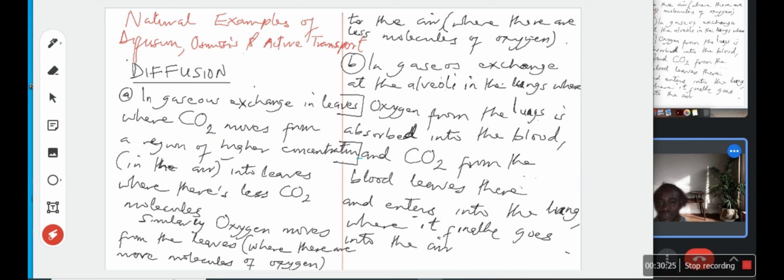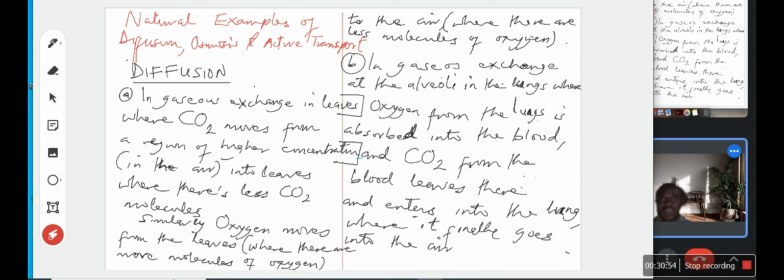All right. So into the leaves where there is less CO2. So it's actually from higher concentration outside, that's in the air, to lower concentration, which is inside the leaves. Higher to lower inside the leaves. Now, similarly, oxygen moves from the leaves where you have more molecules of oxygen, and then it moves into the air where you have less molecules of oxygen. So it's a natural process.